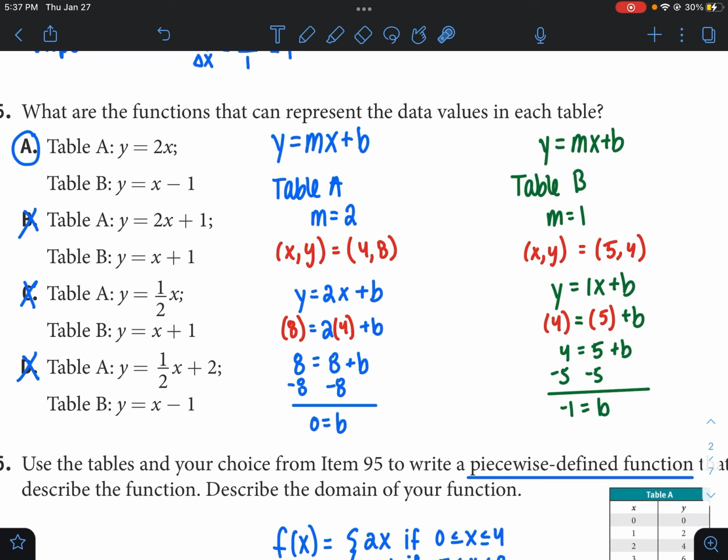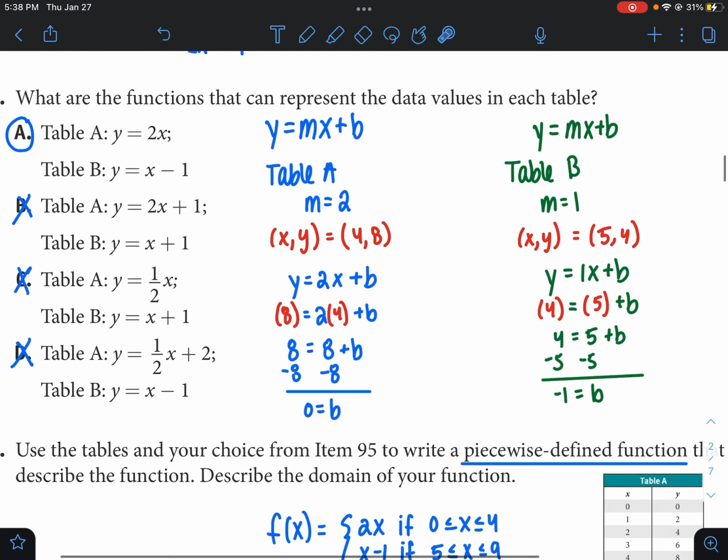Theoretically, I could end right there, but just in case, we go all the way and finish table B as well. When we do this, we get a -1 as our b value. So that confirms that we're looking at option A there, okay?